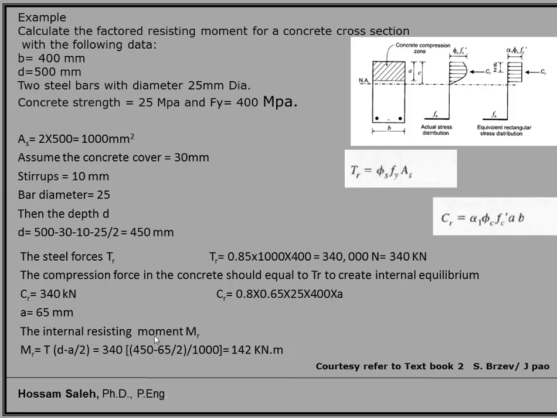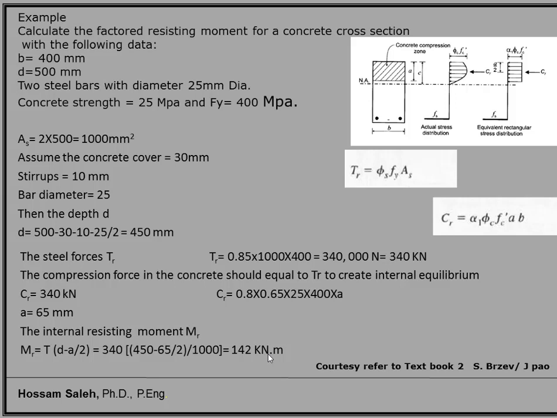Now the internal resisting moment Mr will equal this force, which is T, times this distance, and the distance between Cr and Tr here will equal the depth, which is 450, minus a over 2. So I can have this distance. So the 340 kilonewton times 450, the depth, minus a over 2, 65 over 2, and we divide that by 1000 for the units to have it in meters. So at the end we have the resisting moment, 142 kilonewton meter. So that's the resisting moment of the beam.